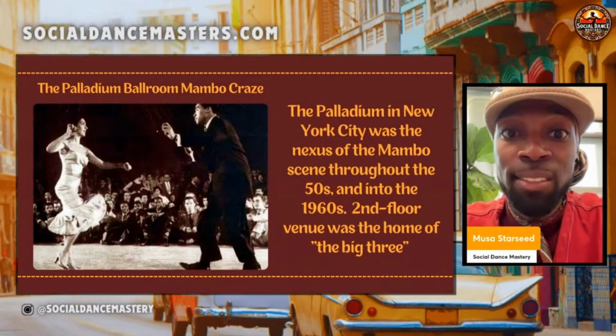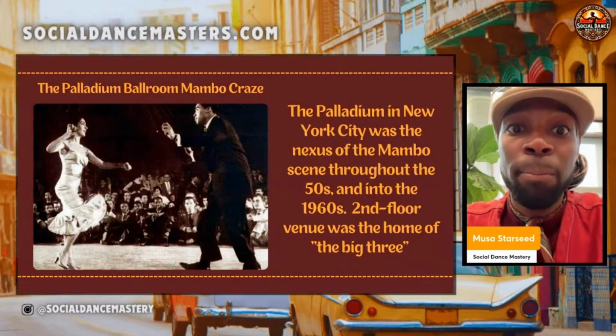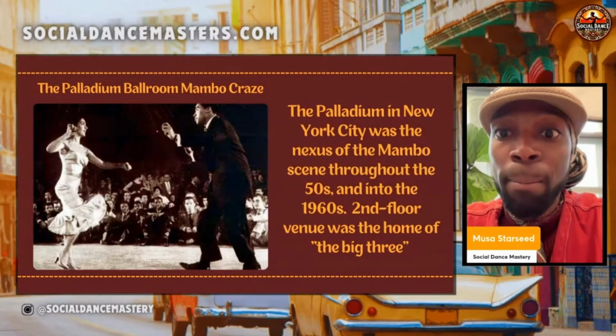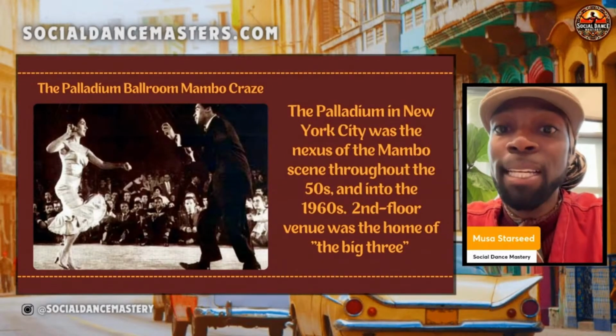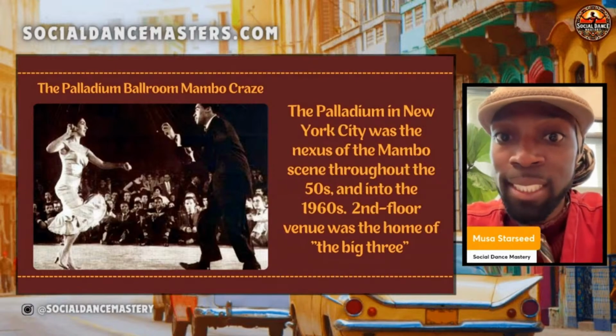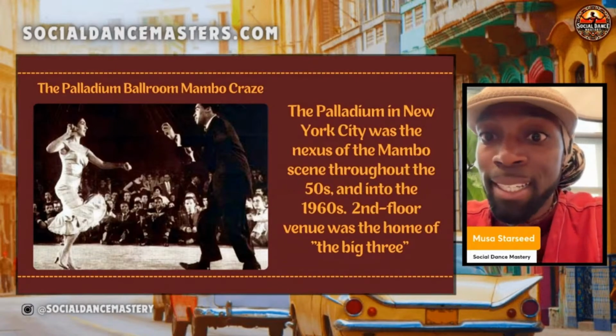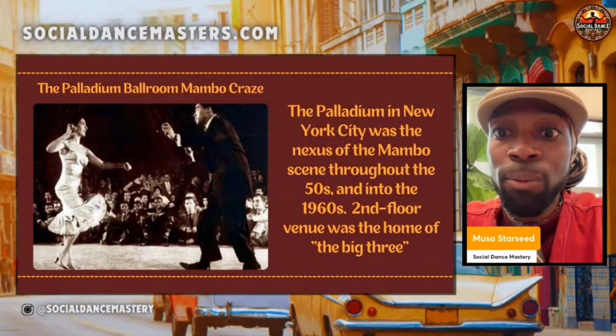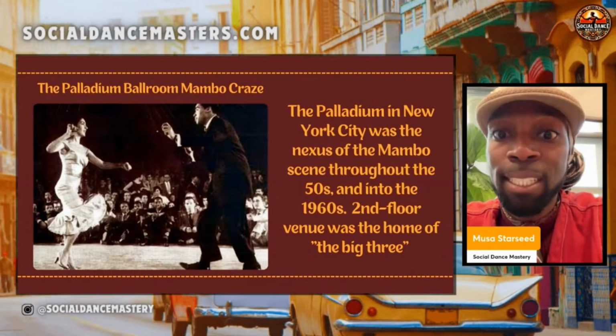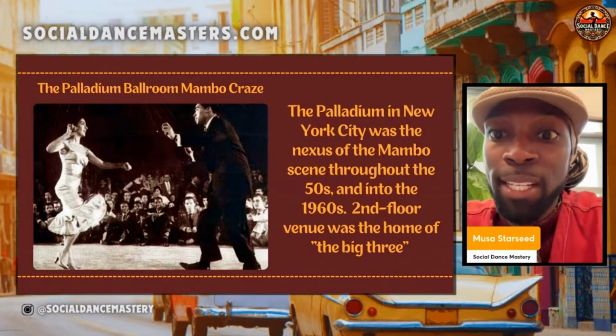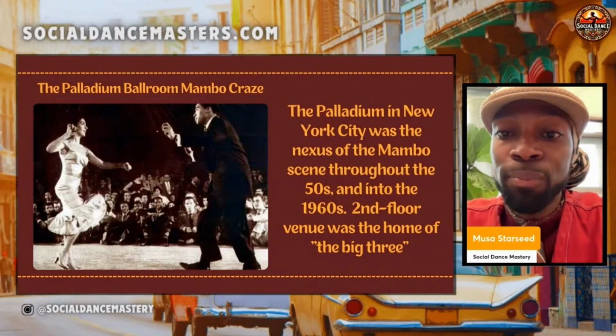Now, as this started to develop, we have the Palladium Ballroom and the Mambo craze. The Palladium Ballroom was in New York City, and it was considered the mecca of Mambo, where everyone came to dance this style called Mambo in the 50s. Now, this venue, the Palladium Ballroom, was the home of what was called the Big Three.